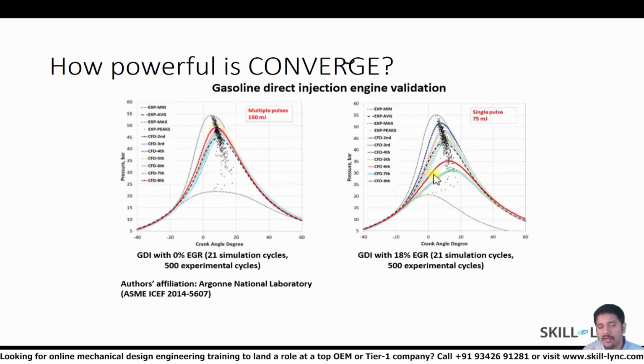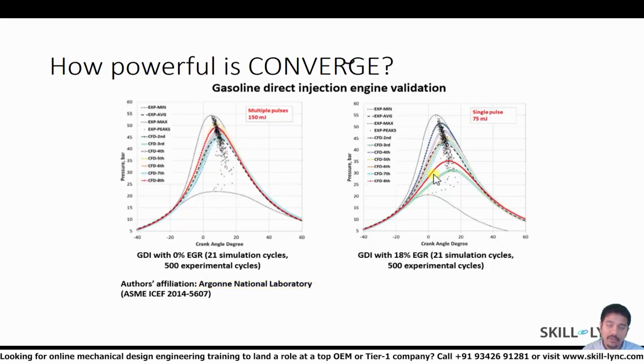Now let's take a look at a different type of engine. Now this right here is a gasoline engine, and to be specific, this is a GDI engine, gasoline direct injection engine. Again, this study was done by Argonne National Lab, and here you can look at something much more interesting.